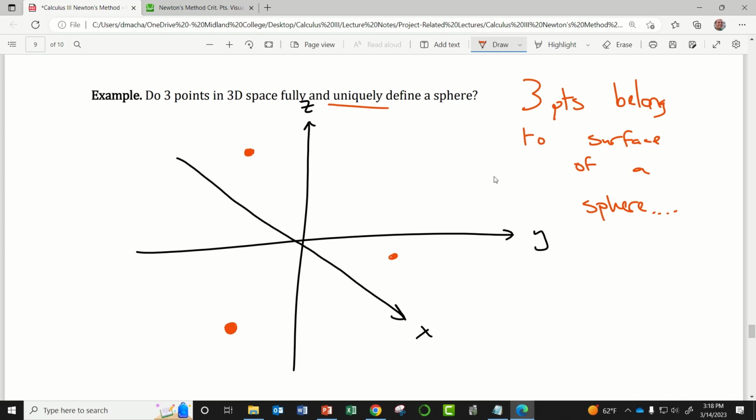Or is there more than one sphere that could have these 3 points on its surface? Sorry, not the same surface. Is there more than one sphere that contains these 3 points on its surface? Or is there only one sphere? Does it make it unique? It's a question to think about before you watch the next video. We will fully answer this question in the next video.